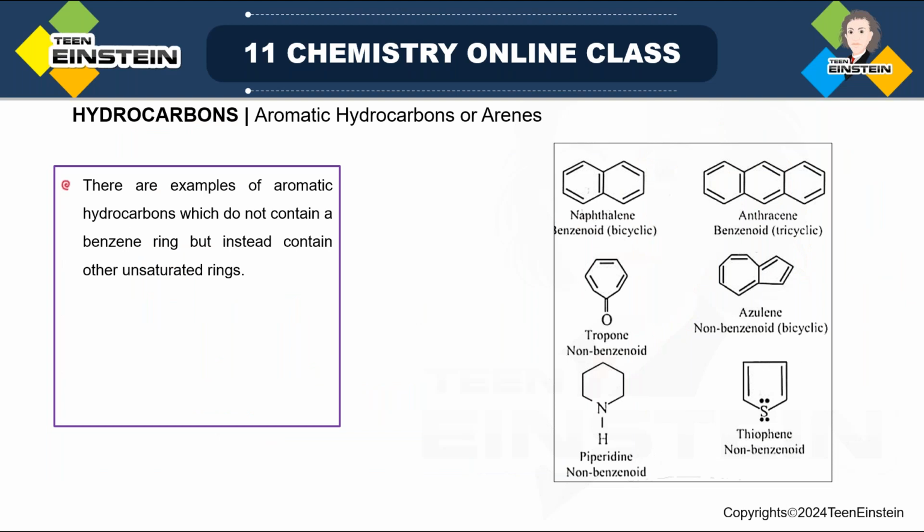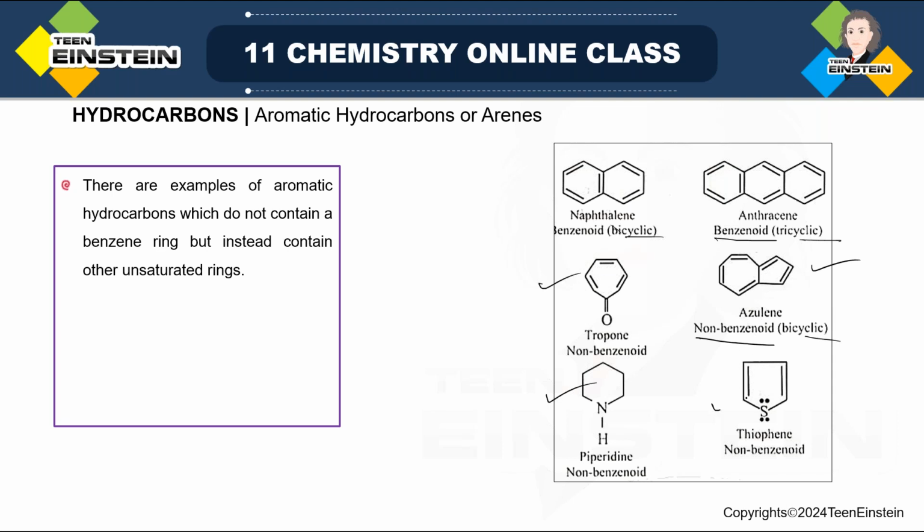Now here you can see some pictures, and this naphthalene structure I have already done in the previous slide. This is anthracene. Here something is mentioned as benzenoid. Benzenoid is mentioned beside naphthalene, and also beside anthracene. This is tricyclic, this is bicyclic. Now this molecule is also aromatic, but it is not benzenoid. It is non-benzenoid. This is bicyclic.